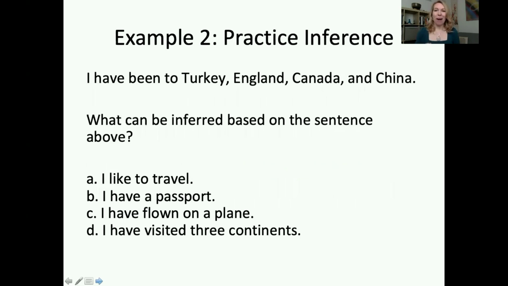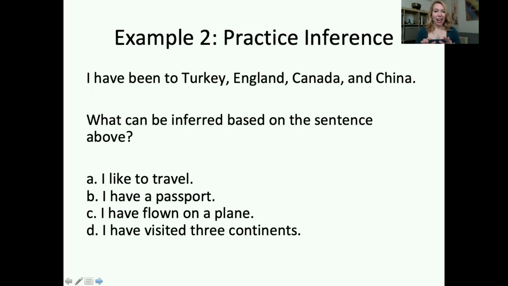Here's our second practice inference. Here's the sentence. I've been to Turkey, England, Canada, and China. What can be inferred based on the sentence above? Okay. A, I like to travel. B, I have a passport. C, I've flown on a plane. D, I have visited 3 continents.